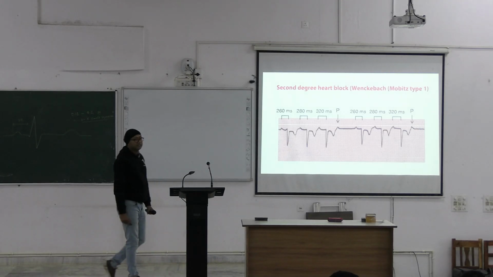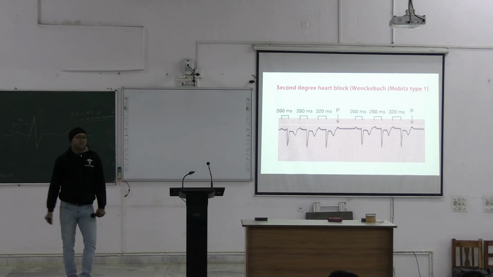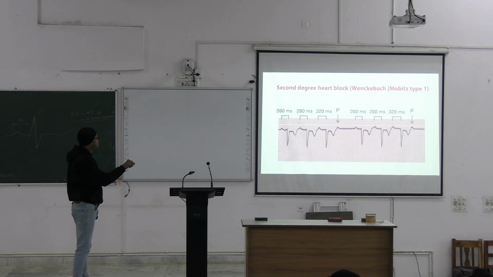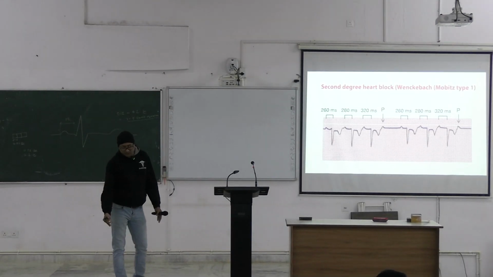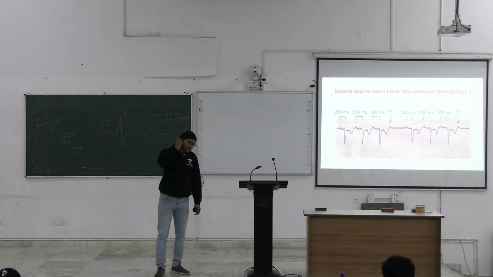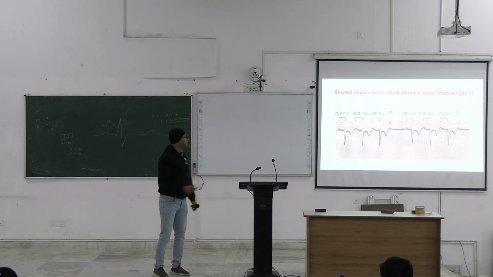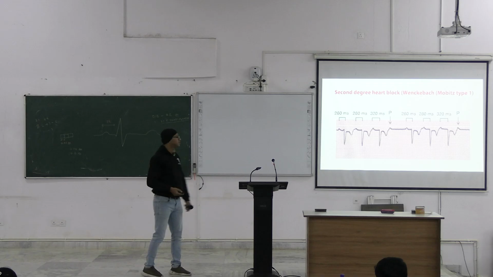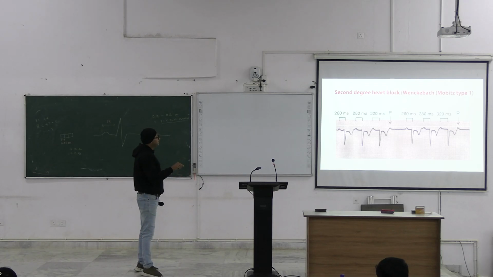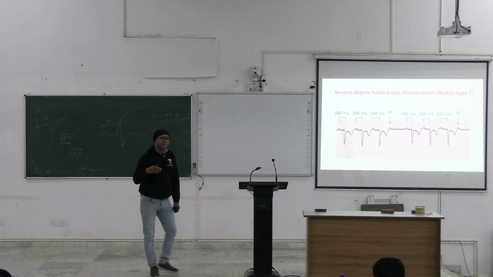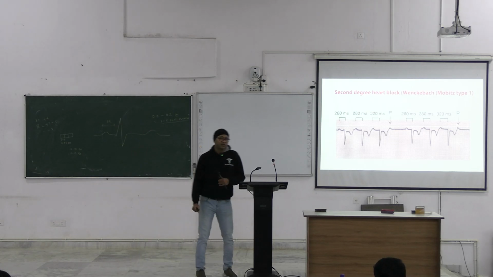Now, in this typical ECG, you see the PR interval is 260 milliseconds, so that is definitely increased. The upper limit of PR interval is 0.2 second, that is 200 milliseconds. So 260 milliseconds means increased. In the first complex it is 260 milliseconds, in the second complex 280 milliseconds, in the third complex 320 milliseconds. So gradually the PR interval is increasing.